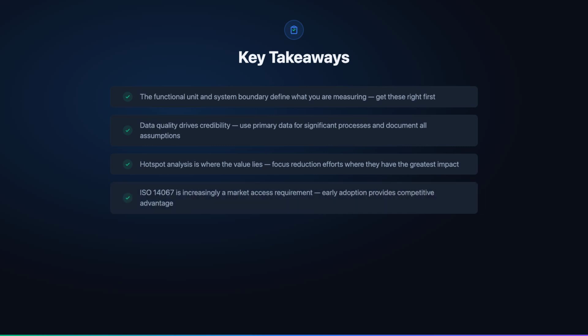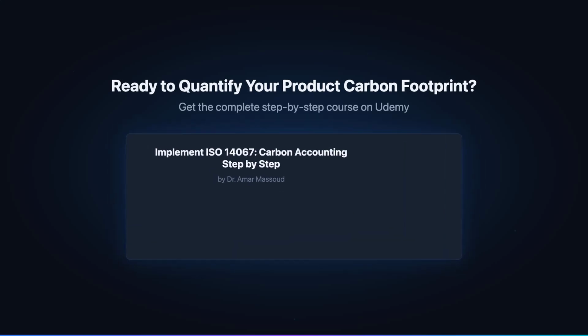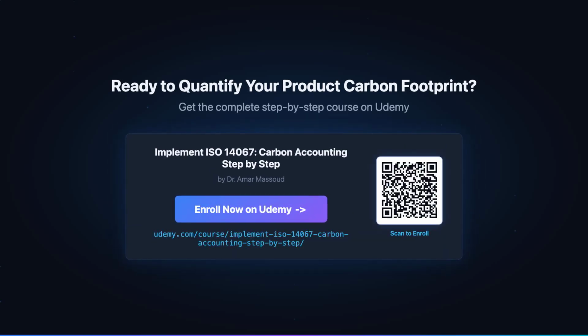And fourth, ISO 14067 compliance is rapidly shifting from voluntary to mandatory. EU regulations, major buyer requirements, and investor expectations are making product carbon footprinting a market access requirement. Organizations that adopt the standard early gain competitive advantage and avoid scrambling to comply under pressure. That wraps up our overview of ISO 14067.